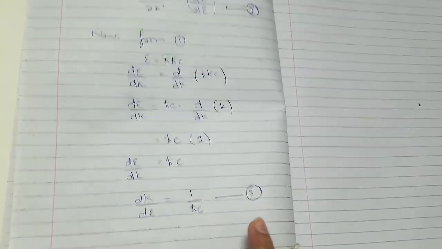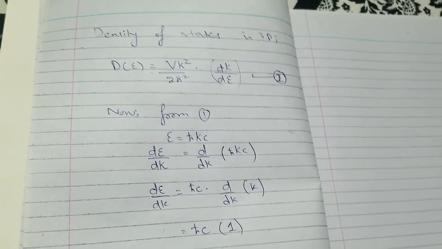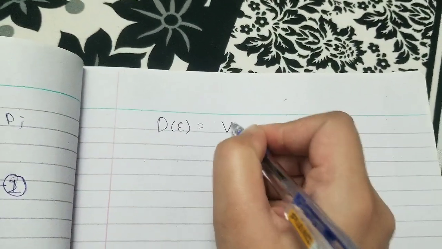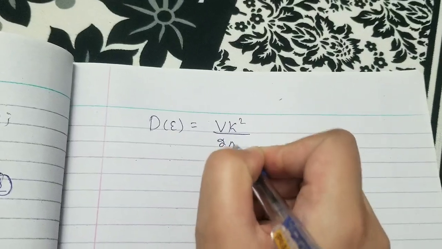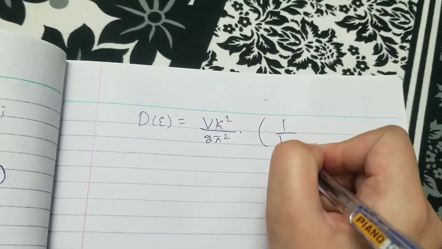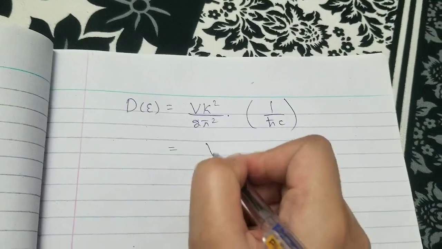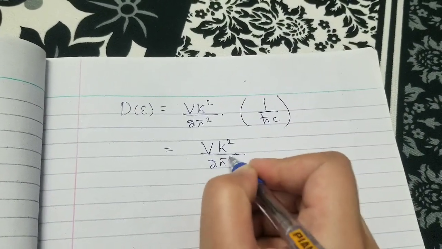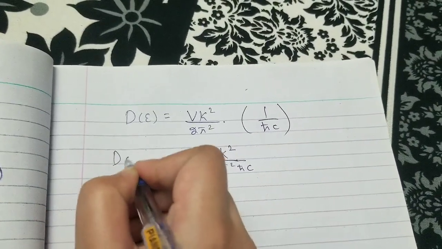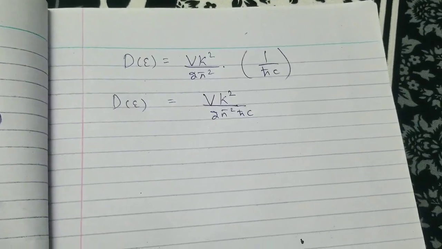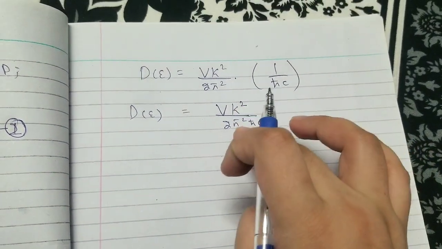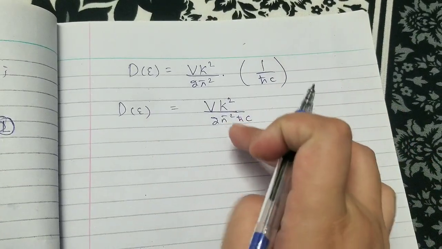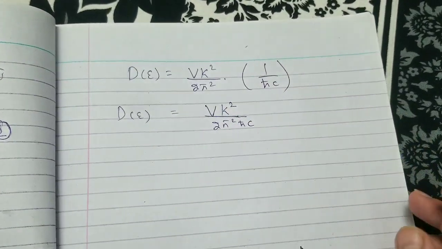Now insert this expression right into expression number 2 to find out the final expression for density of states. So 1 over h cut c and V k square over 2 pi square h cut c. Since we want to find out the density of states formula in terms of energy, so here we have to make some substitutions to express this term in terms of E rather than k.